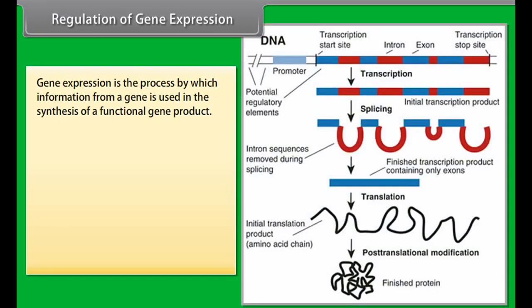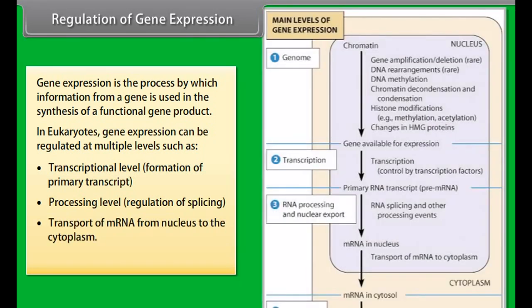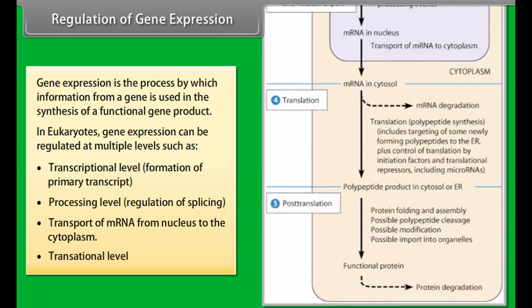Regulation of gene expression. Gene expression is the process by which information from a gene is used in the synthesis of a functional gene product. In eukaryotes, gene expression can be regulated at multiple levels such as transcriptional level, formation of primary transcript, processing level, regulation of splicing, transport of mRNA from nucleus to the cytoplasm, and translational level.